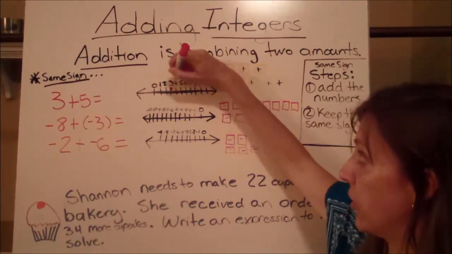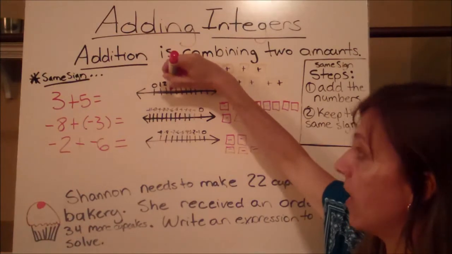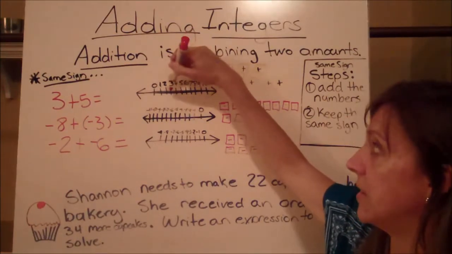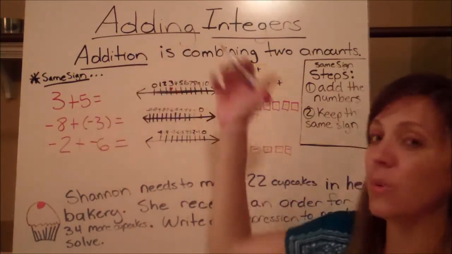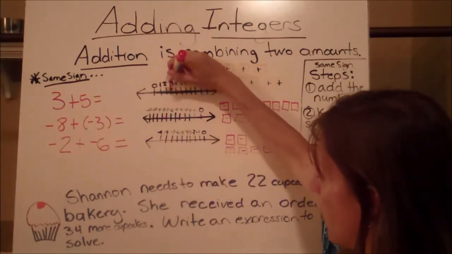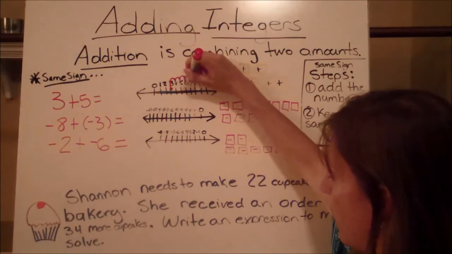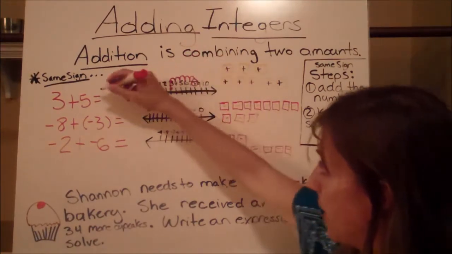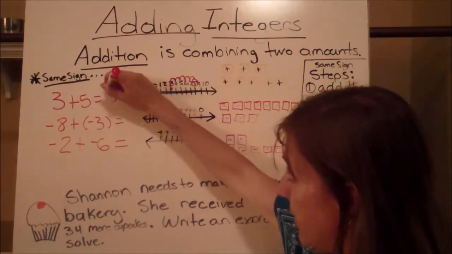and I am going to graph it, and then I'm going to move 5 places in a positive direction, which positive is always right. 1, 2, 3, 4, 5, and I stop at 8. So 3 plus 5 is 8.